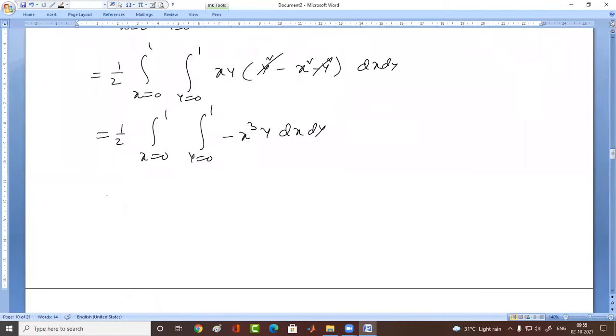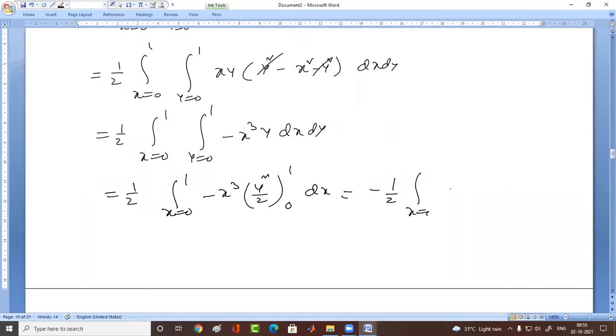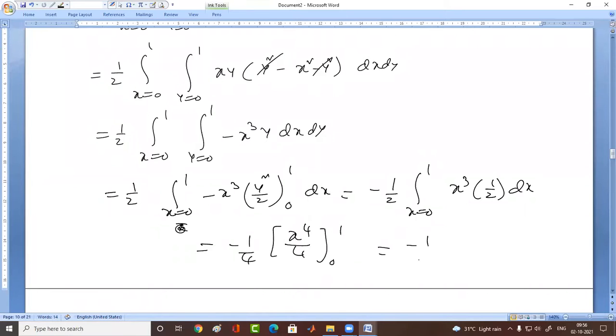Now integrate with respect to y. X is 0 to 1, minus x cube, y square by 2, limit 0 to 1 dx. If you substitute the limit, minus 1 by 2, x is 0 to 1, x cube. If you substitute the limit y equals 1, you will get 1 by 2 dx. Now minus 1 by 4, x cube integration is x power 4 by 4, 0 to 1. If you substitute the limit, you will get minus 1 by 16.